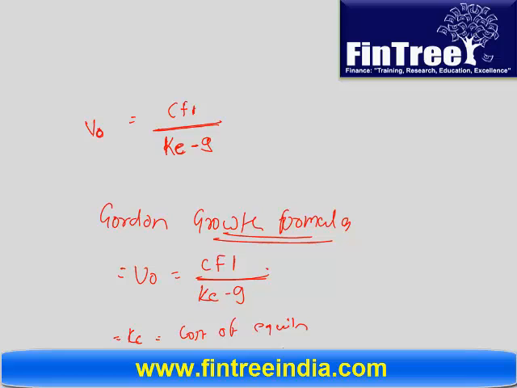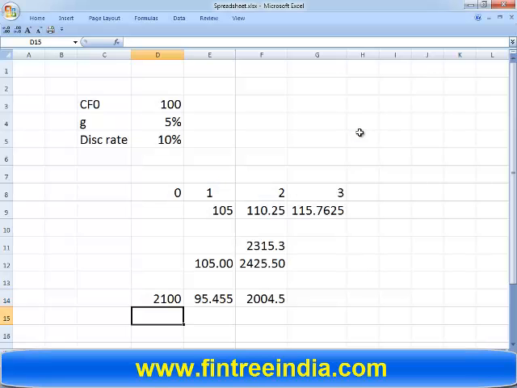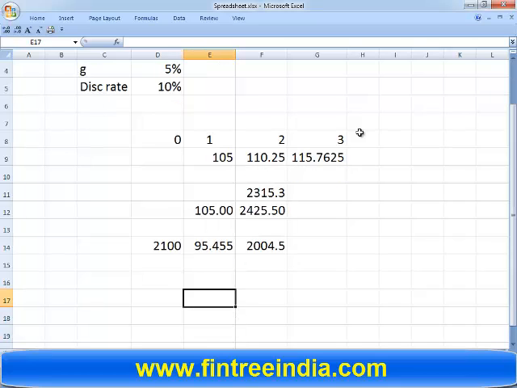Have you written this? 5%. Then below, write down: value of the stock today can be calculated as... How much was the dividend? 10. Right? So we will say 10 into 1.05 divided by 10%. It would be 105.